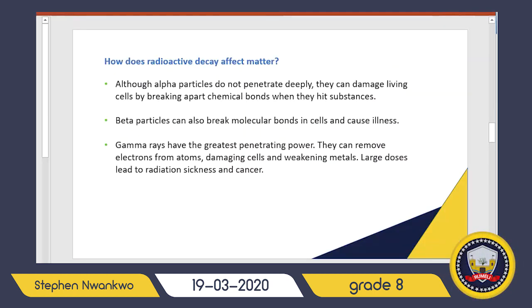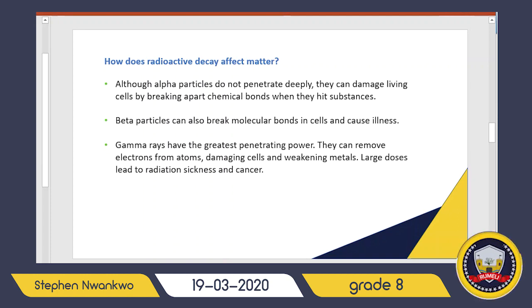For example, alpha particles cannot penetrate deeply, cannot go deeper, but they can damage living things because they can change the chemical bonds in your cells. But beta particles can also break molecular bonds in cells, and they can cause illnesses.